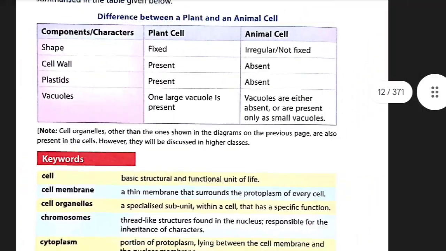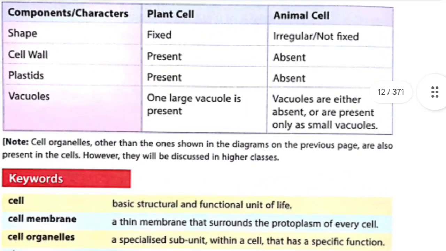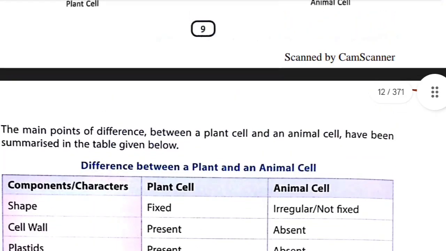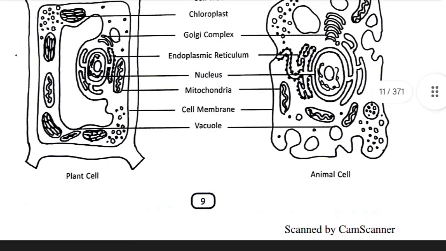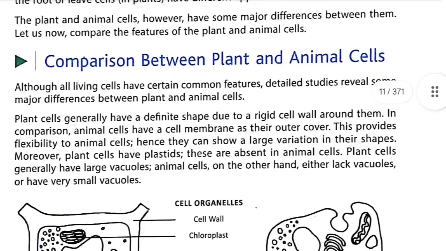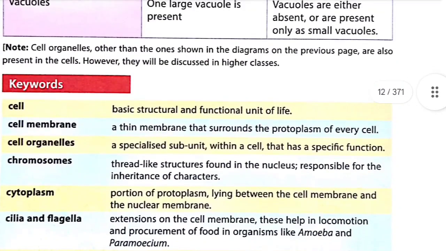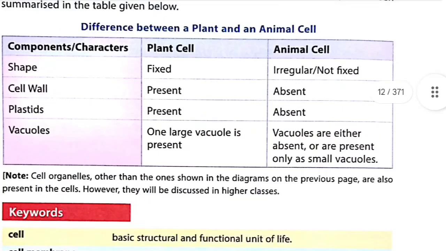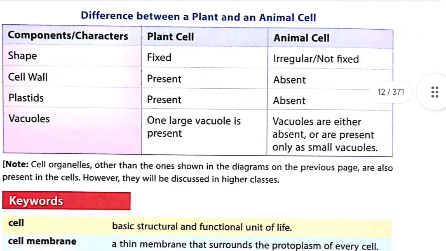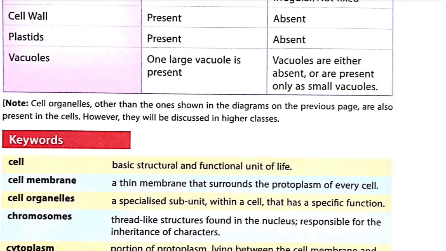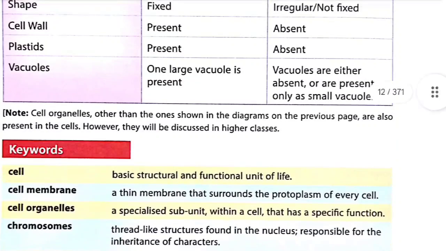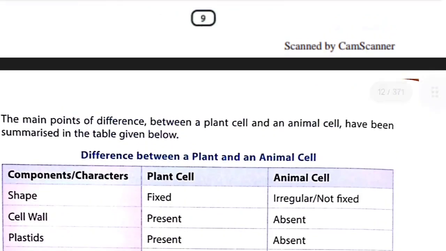So this chapter is over, and now we have completed all the concepts about the cell, and more explanations will be in the class. So for this time it is over.